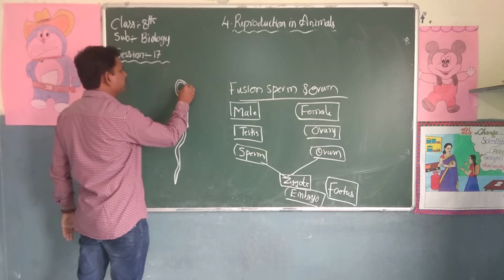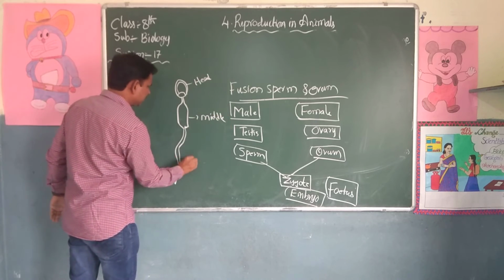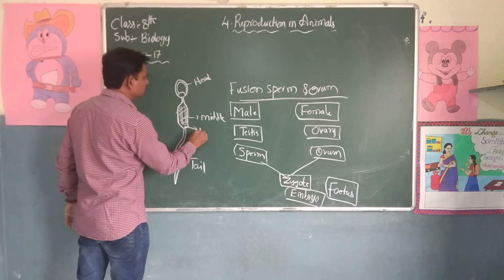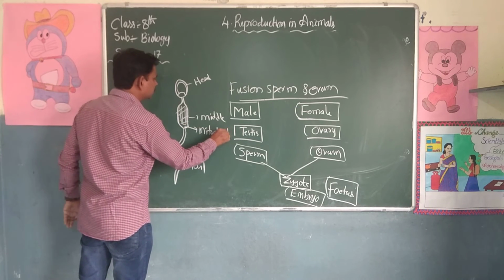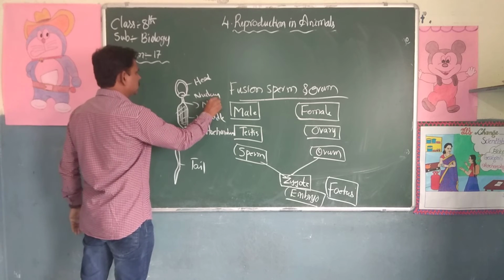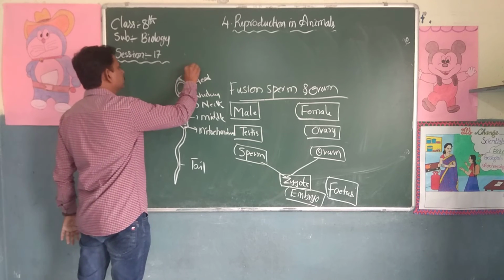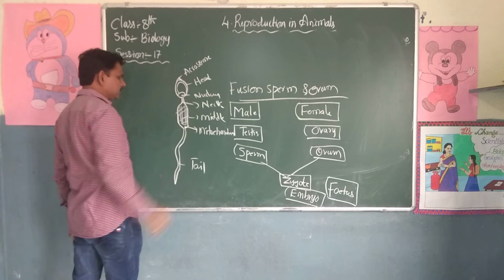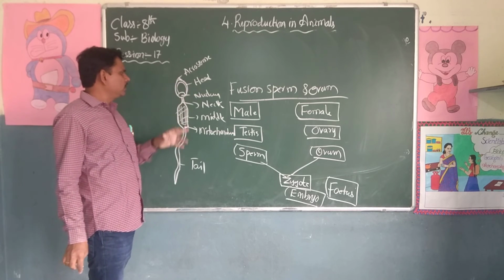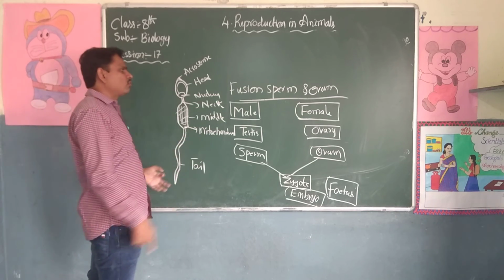Sperm contains 3 parts: head, middle piece, and tail. In the middle piece, you can see mitochondria. You can see the nucleus and neck. The sperm will penetrate into the ovum through the acrosome. This is a 2 marks diagram and it is important. In the head, the acrosome will enter into the ovum.